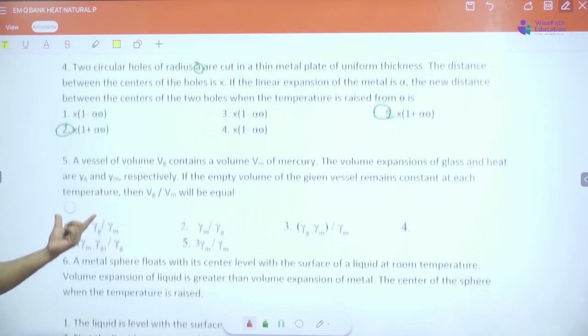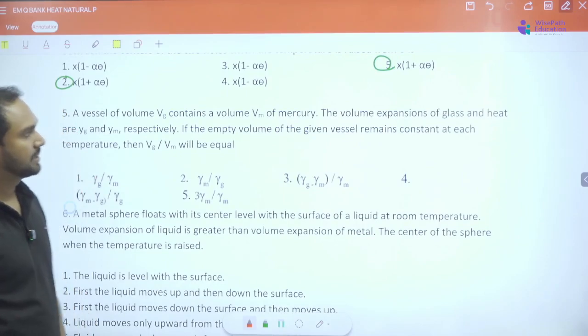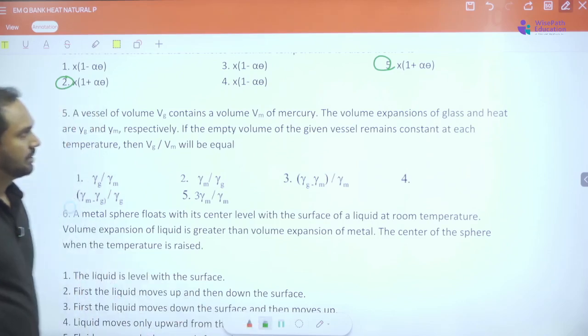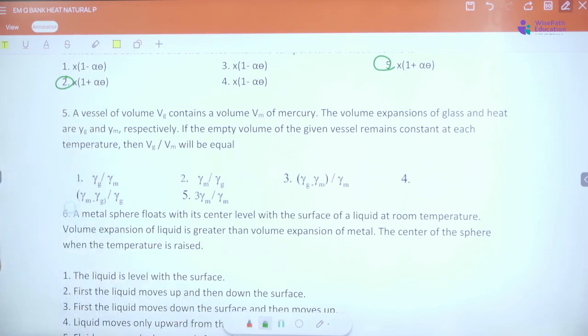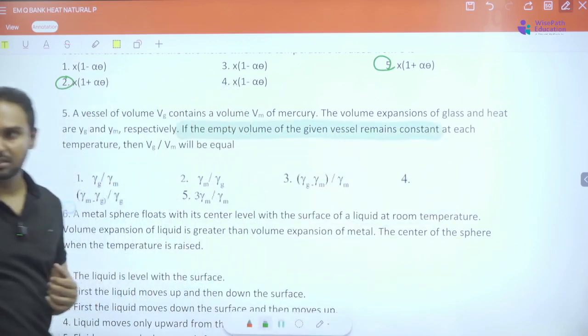So come to this question. A vessel of volume Vg contains a volume Vm of mercury. The volume expansion coefficients of glass and mercury are gamma g and gamma m respectively. If the empty volume of the given vessel remains constant at each temperature, then Vg over Vm will be equal to what? The actual hint the question has given is this: if the empty volume of the vessel remains constant, you have to consider this, right?